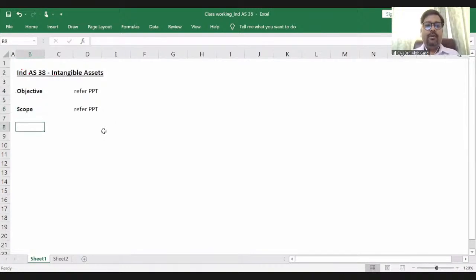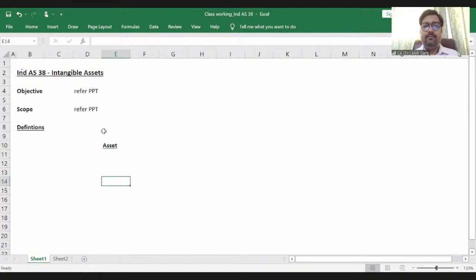Now we are talking about the definition. So I was asking what is the definition of intangible asset? But before asking the definition of an intangible asset, I want to understand the definition of an asset. What is meant by asset? Friends, what is meant by asset?